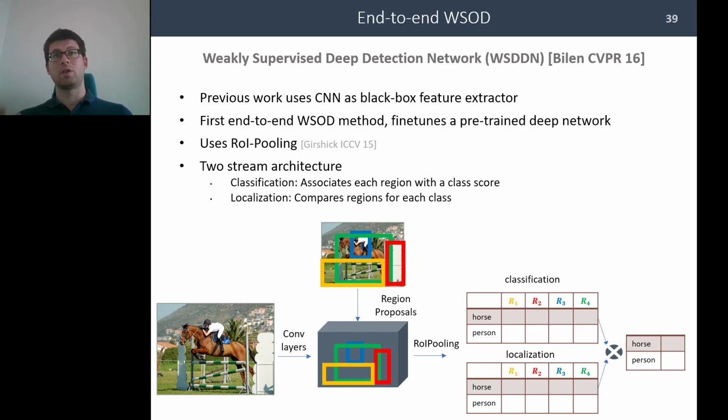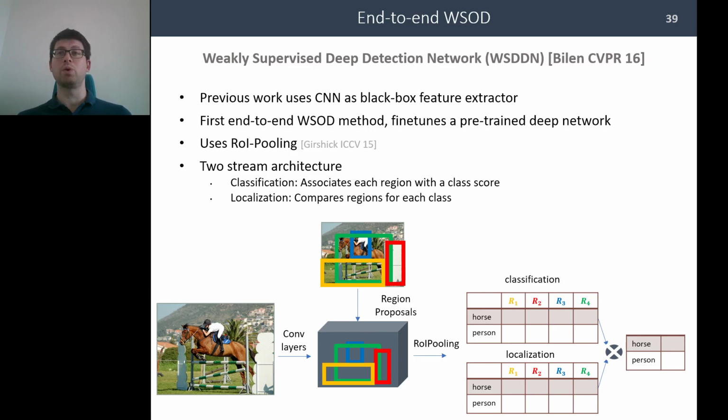The regions are color coded here, so you can see that. For example, R1 is yellow here. R1 is assigned either to horse or person. Basically, it's a softmax operation normalized over the categories for each region. In the localization stream, given a class, for example horse, it picks the most promising region. How this is done is, again, a softmax operation, but this time it's over the regions. So for each class, it picks the most promising region.